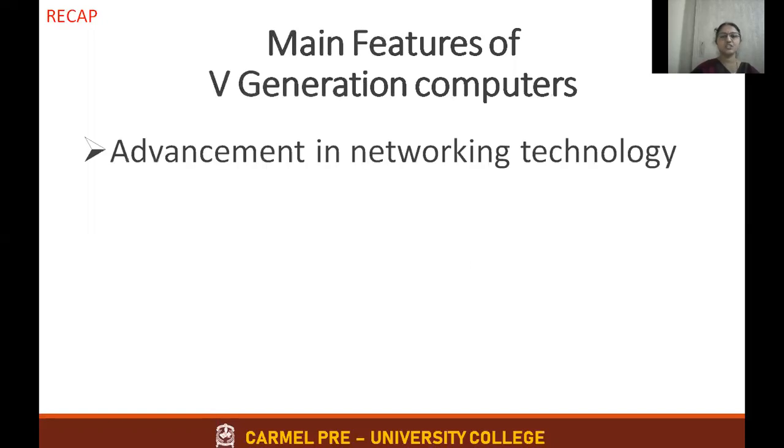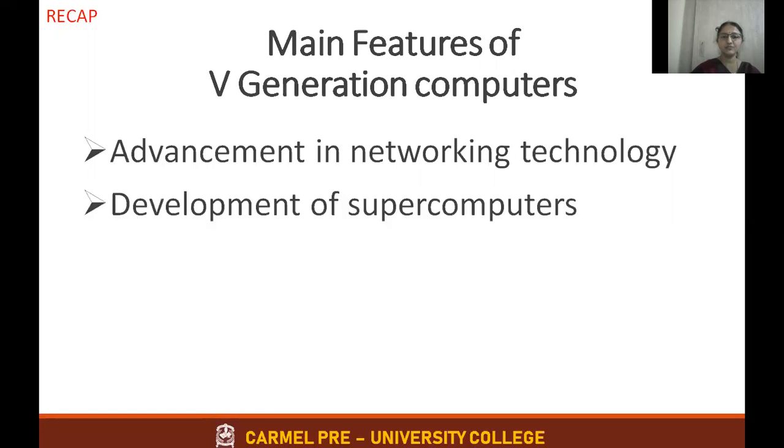Now the fifth generation: advancement in networking technology. Now all of us are dependent on the network, isn't it? That is the internet. The internet is one type of networking. When we learn about networking next year, you will learn in detail. Advancement in networking happened during the fifth generation.